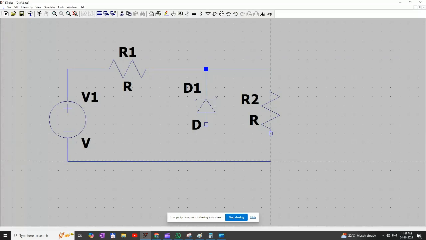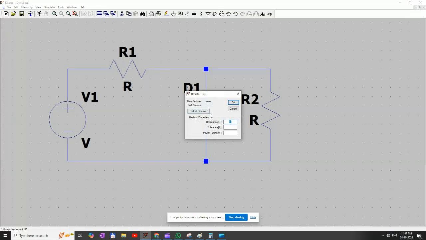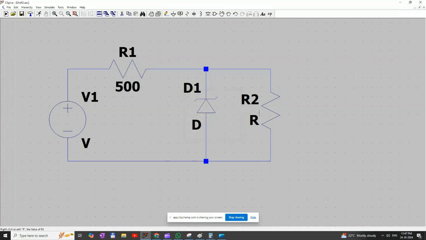Okay, and we will define the values. Here I am considering 500 ohm for R1 and 1 kilo ohm for the resistor RL, and we are applying a 10 volt supply.